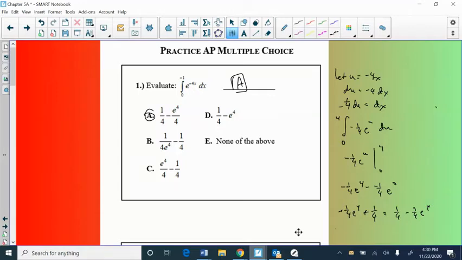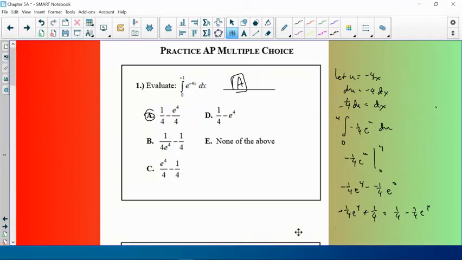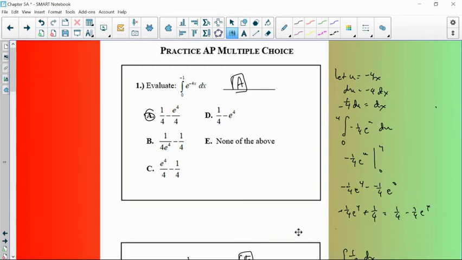Okay, so the very beginning of this video has those three practice AP multiple choice questions. I have all the solutions worked out. So if you want to pause the video, do those first, then unpause the video. Here are the solutions. For number one, I got A.